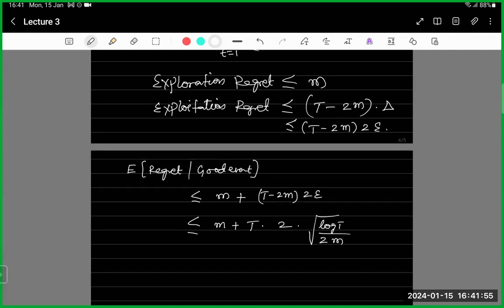So now you choose, m is in our hands. So you choose whatever m you want to balance this trade-off. Okay. So what is the best m you can choose? Can you just do some quick differentiation or something and tell me what will be a good m to choose? Because any m we can choose, we want to choose the m which will give a good bound.